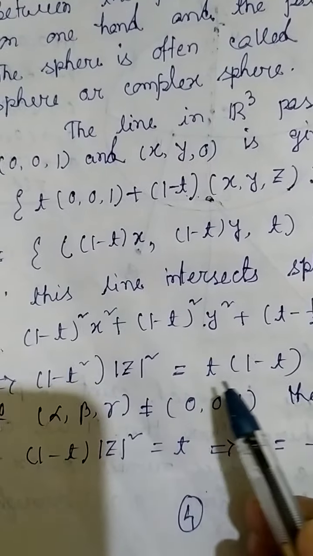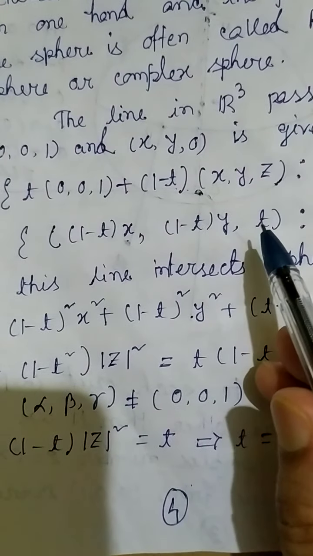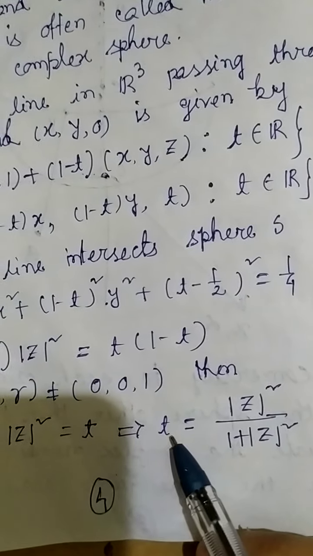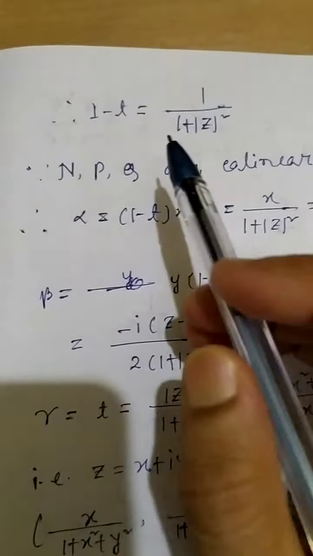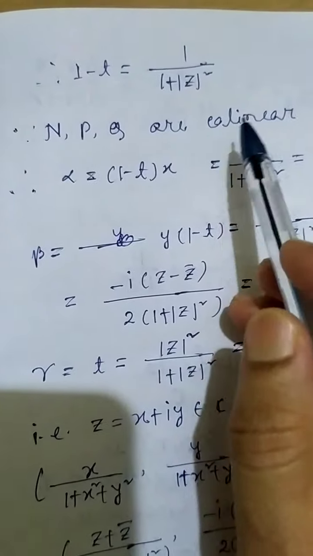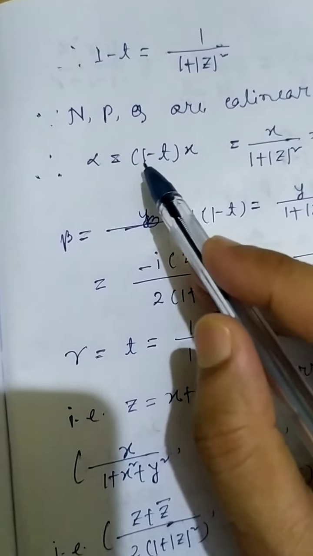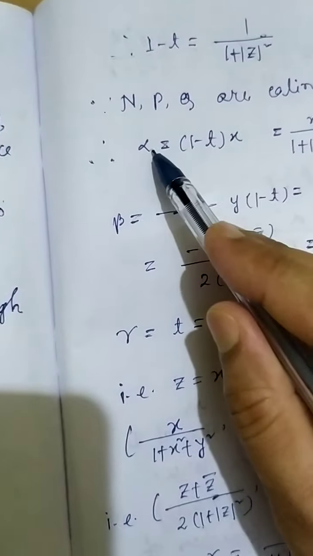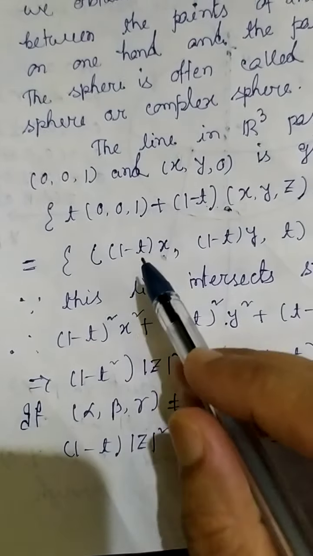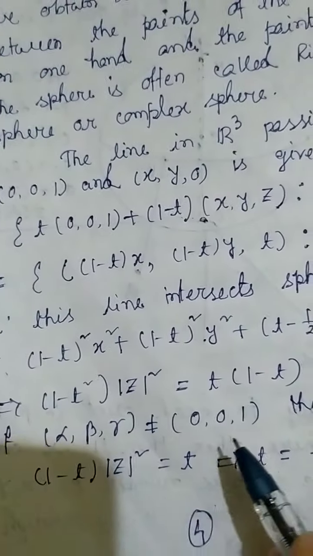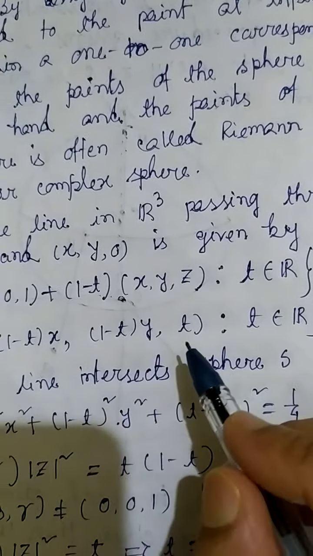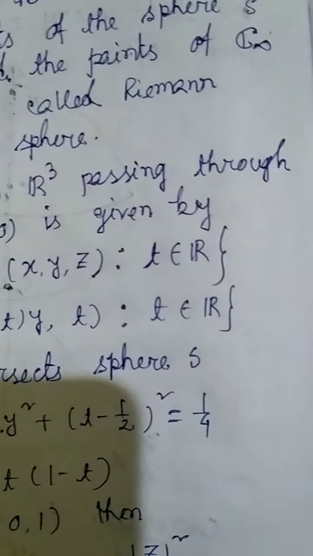So therefore, since this is not equal to 1, we can divide this expression by 1 minus t. Okay, so this is the value of t, and this is 1 minus t. Since N, P, Q are collinear points, therefore you can consider alpha is equal to 1 minus t of x. This is the first coordinate. Beta is equal to 1 minus t of y, and gamma is equal to t.